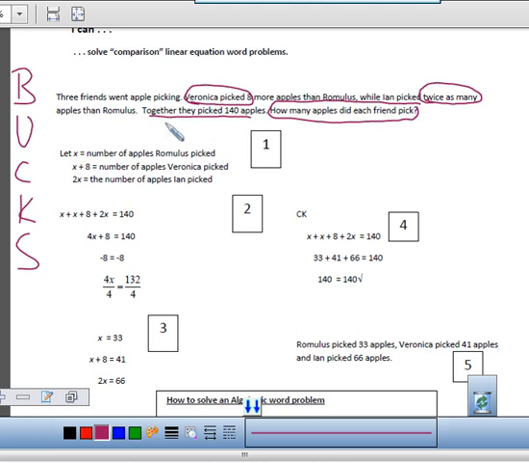So then they tell us together they picked 140 apples. So together means we're going to add all these up. So we have x for Romulus, x plus 8 for Veronica, because Veronica picked 8 more apples, and obviously twice is 2 times, so 2x for the number of apples for Ian. So here's our equation, and then you can see the solve. I'm going to let you walk through this and see if you can make sense of it. We're going to move on to our first example, which is on the next page, page 28.